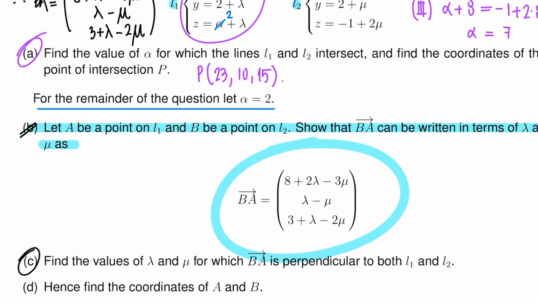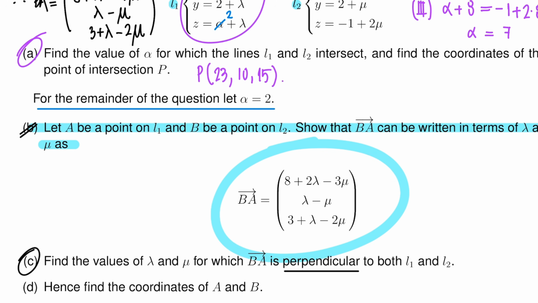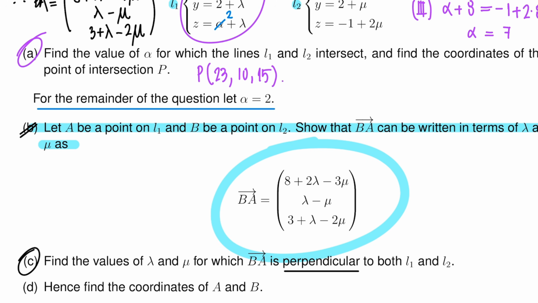Find the values of lambda and mu for which BA is perpendicular, and this word right here is very important. Perpendicular means that it forms a 90-degree angle. Whenever you see perpendicular, your mind should go back to dot product. It's usually the case that we use dot product either to prove that two vectors are perpendicular, or the exercise is wrapped around the fact that these vectors are perpendicular, which is this case. Now, BA is perpendicular to both L1 and L2. The dot product of two perpendicular vectors is equal to 0.